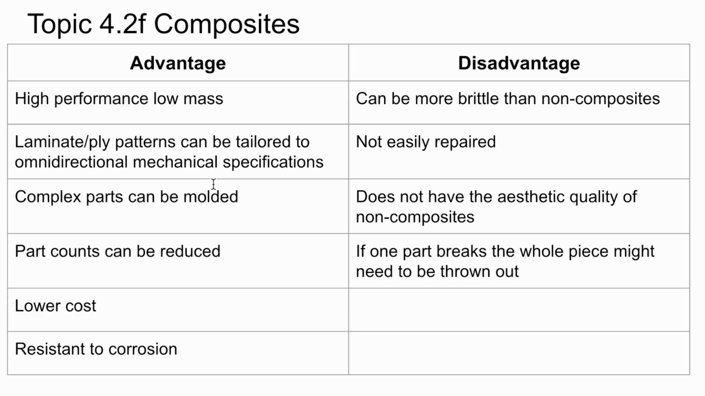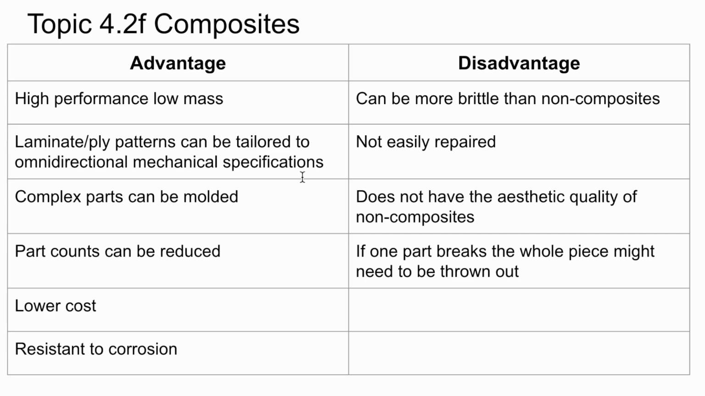There's some advantages and disadvantages to using composites. They have high performance and low mass, but they can be more brittle than non-composites. You can use laminated ply patterns that can be tailored to omnidirectional mechanical specifications, but they're not easy to repair. So if a part breaks, essentially it has to be completely replaced. You can't just swap something out. This is particularly true of something like a carbon fiber bicycle. If the frame of the carbon fiber bicycle breaks, like it's garbage.